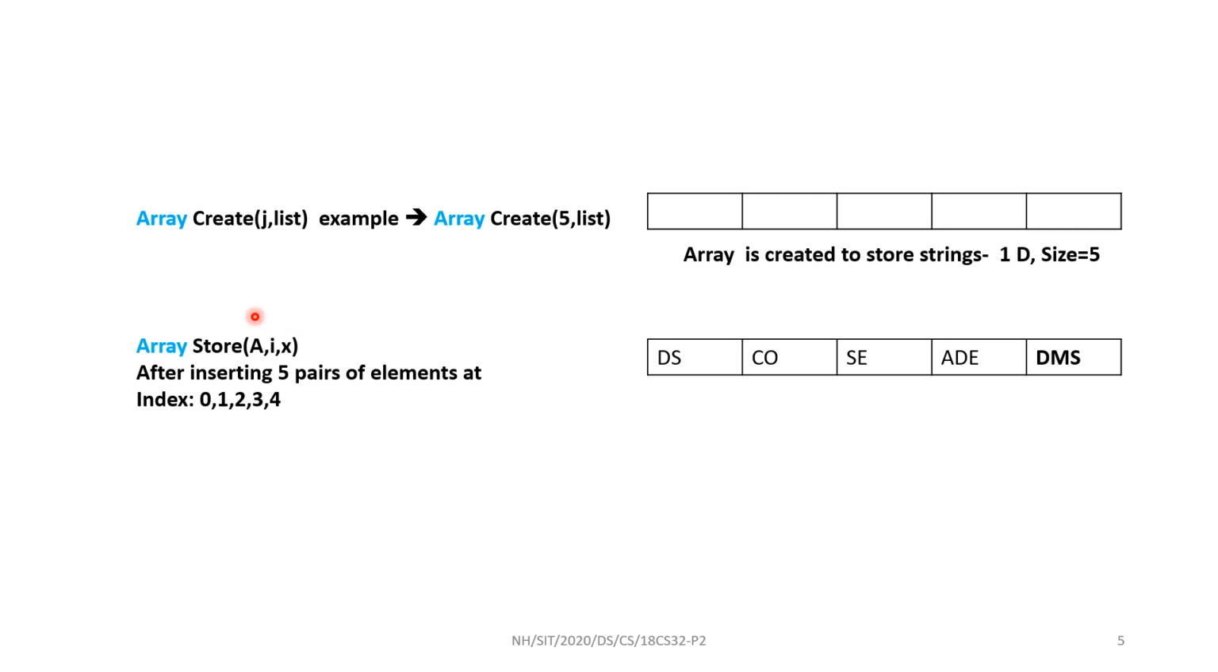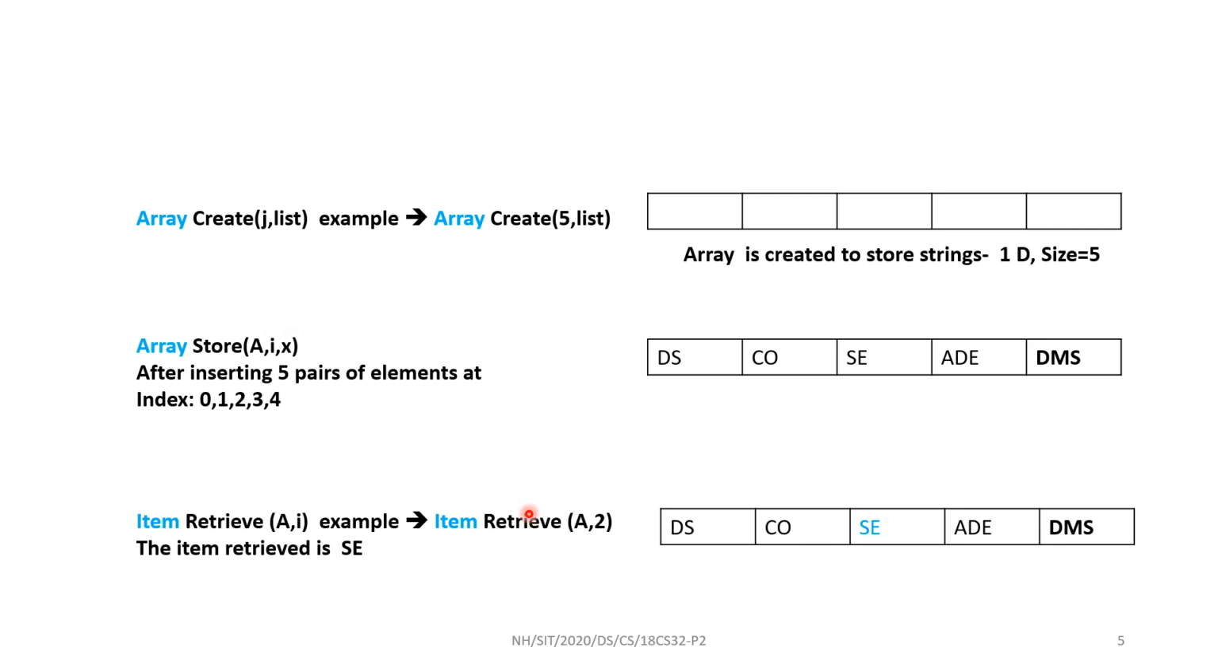The next function, I want to retrieve this third element, that is index 2. For that, I need to pass at least 2 parameters, the array name A and the index value. 0, 1 and 2. So index 2 is there, and the element in that place is SC. The item will be returned. Item is the value returned from this function.